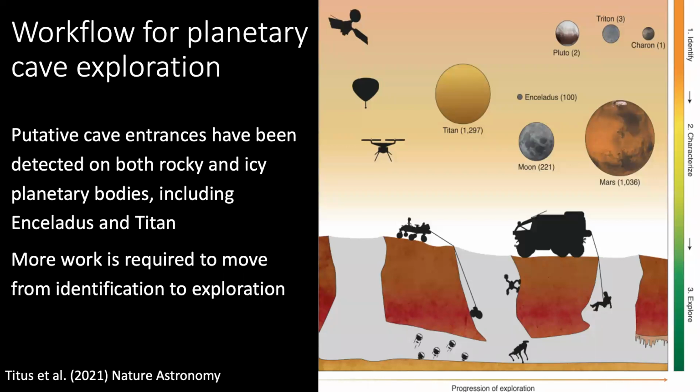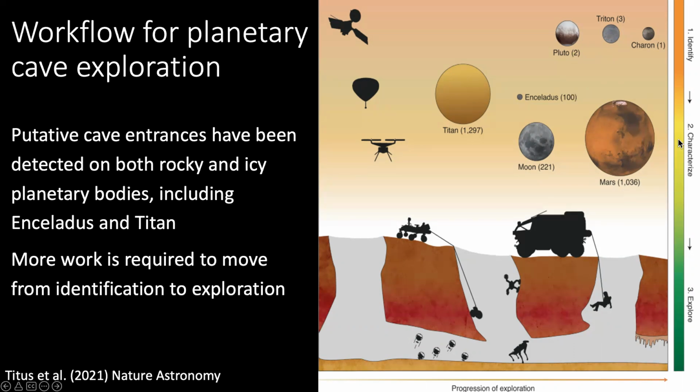So if we want to explore a planetary cave, obviously the first thing we need to do is find a hole in the ground. And it turns out that's actually fairly easy to do. So if you look at this great schematic that Tim Titus put together in Nature Astronomy last year for his roadmap of planetary caves, you'll see that there's a number of planetary bodies, including icy and ocean worlds, that have holes in the ground that we could access and explore.